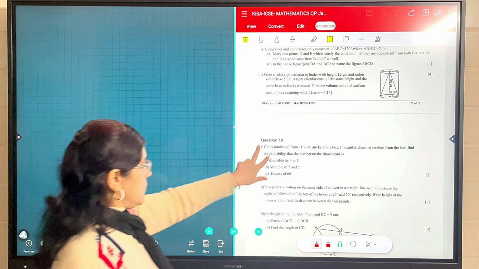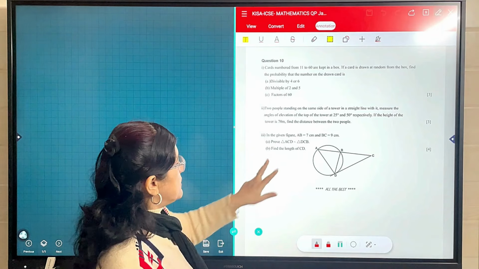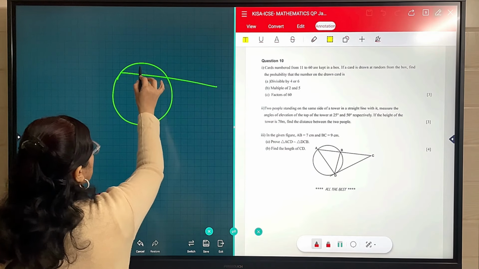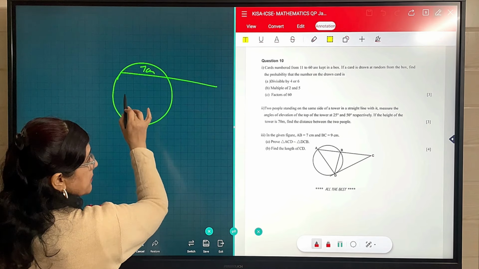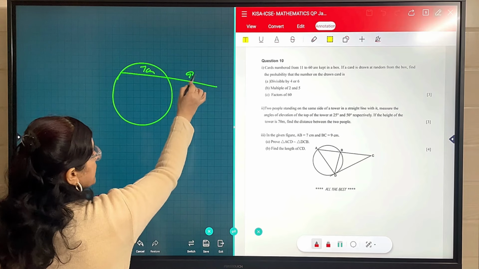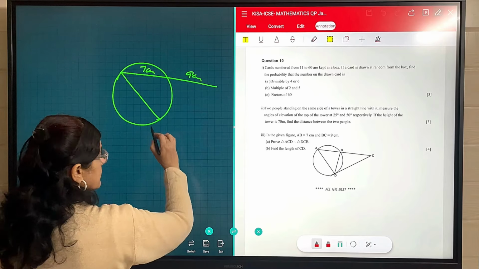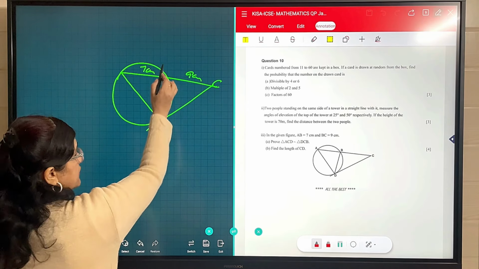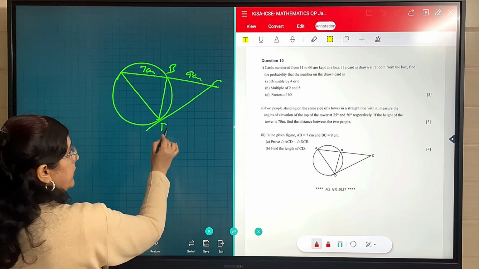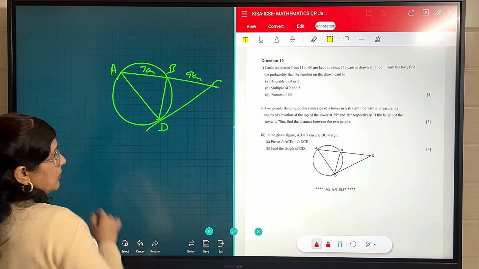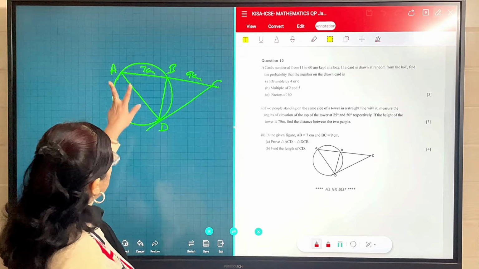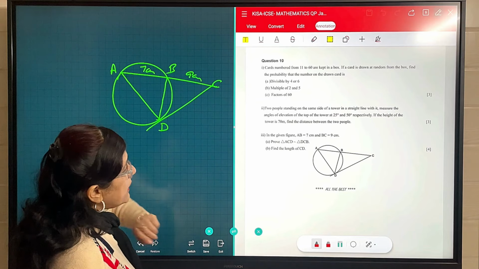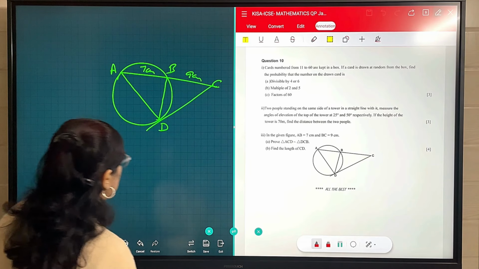Now last question in the given figure, AB is equal to 7 centimeter. AB is given as 7 centimeter and BC as 9 centimeter. This is our C point. This is BD is a chord and this is also in the given figure. AB is 7 and BC is 9. Prove that triangle ACD and DCB are similar.